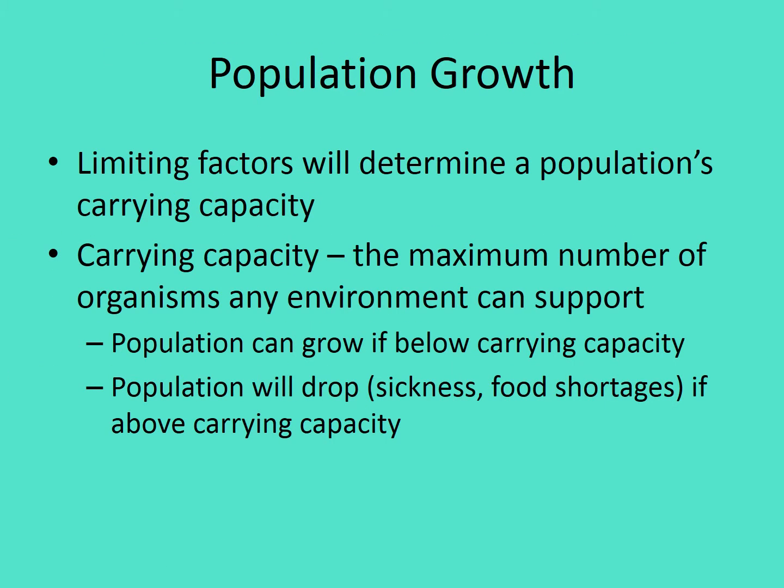The limiting factors lead up to the maximum population that you can have in a particular environment, and that's called your carrying capacity. If you're below that, the population has the ability to grow. If it gets above the carrying capacity, that's where you start to have natural progressions of the population dropping. More organisms get sick, and so the population dies off that way. There are food shortages, so the population dies off that way. But nature finds a way to get it to drop back below that carrying capacity.